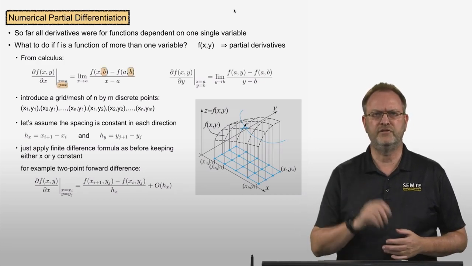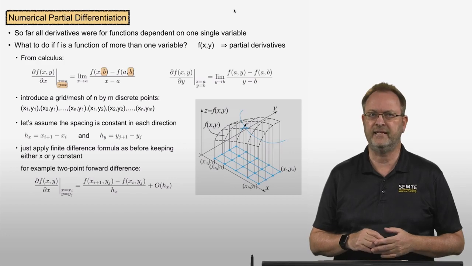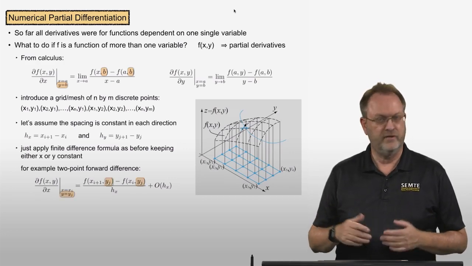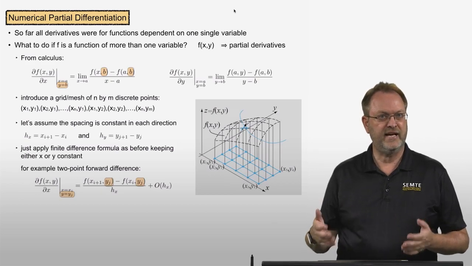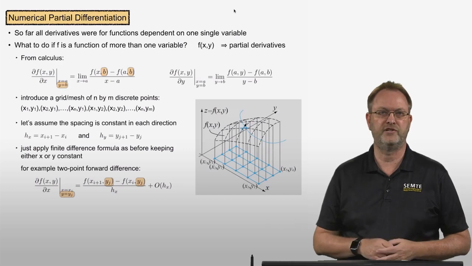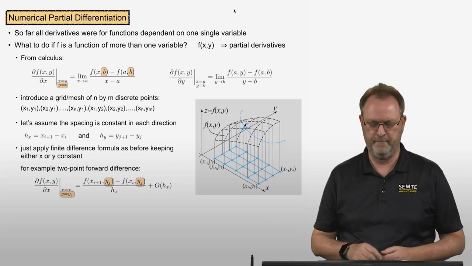Right, and if we compare this to the definition from calculus, you'll see that in this formula we have kept y constant. And y in this case here is at y_j, so the y is here in every one of the two function evaluations equal to y_j.